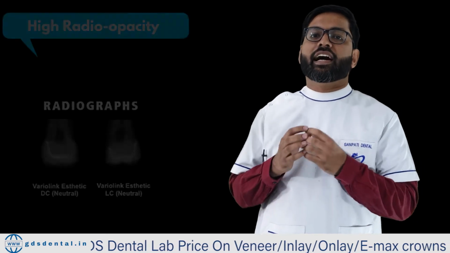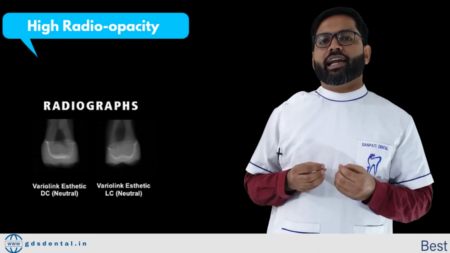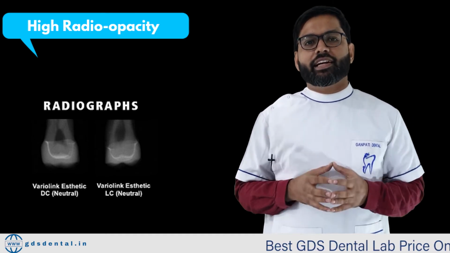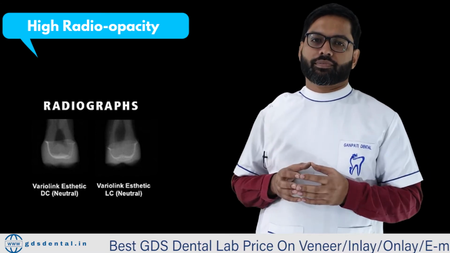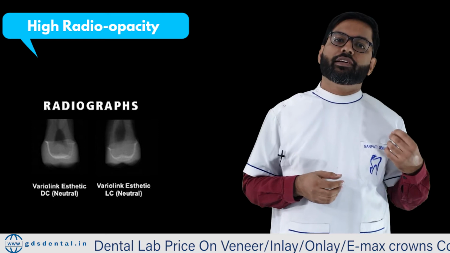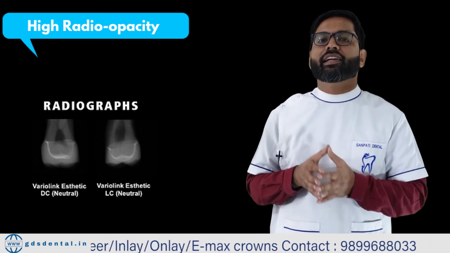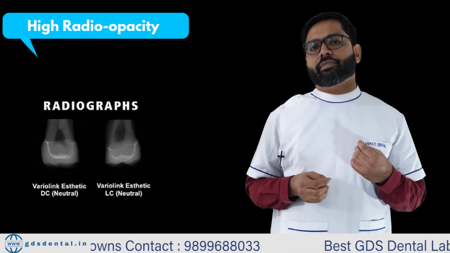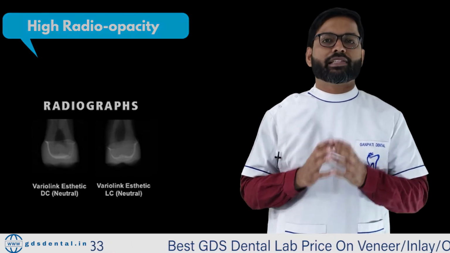Second beautiful property of VarioLink is its high radio opacity. I love to see a thin radio opaque line in my radiograph when I place a veneer. This thin radio opaque line tells the accuracy of veneers on the tooth. Plus, this high radio opacity of this cement also tells us if there is any extra cement interdentally or proximally. Previously, I also used some other cements to bond my veneers, but VarioLink radio opacity is best among them.